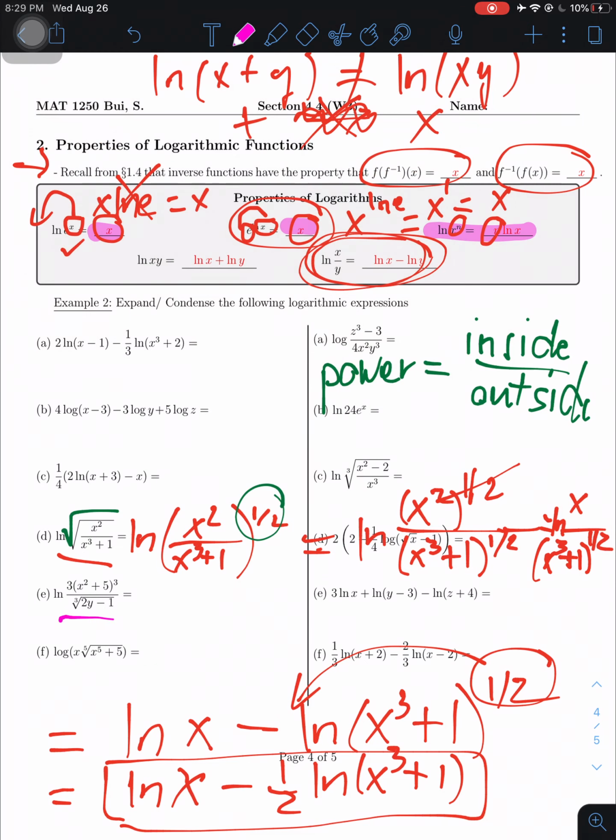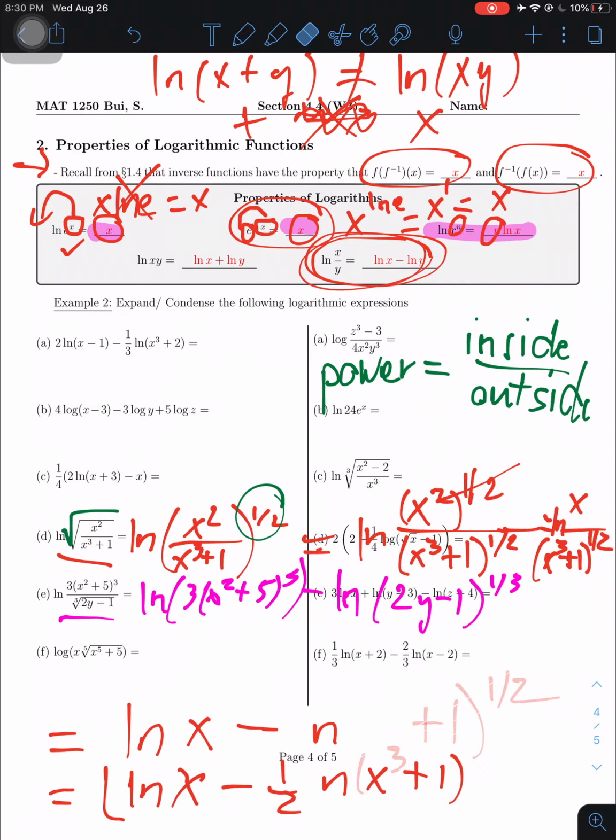So this one in pink, okay? So we're gonna have ln of 3 and then x squared plus 5 cubed, and then minus ln of, okay, let's put this back as a power, which is 1/3 because it has a cube root, okay? And let me take out some of this work so we have more space in here.